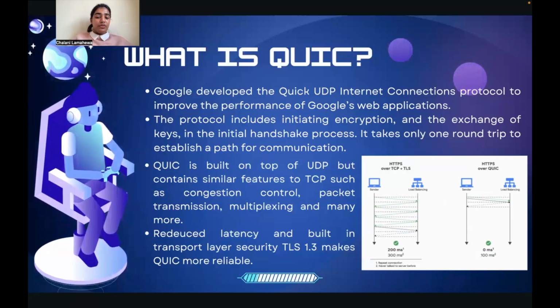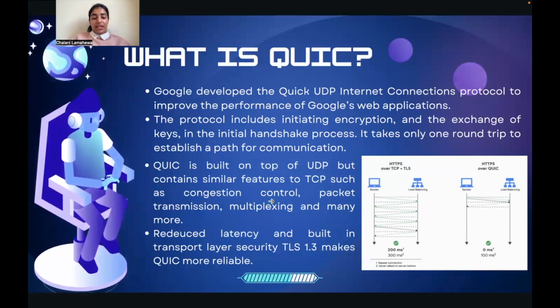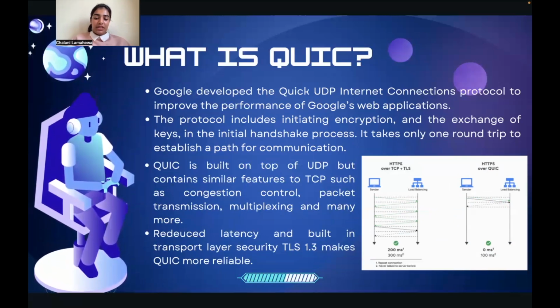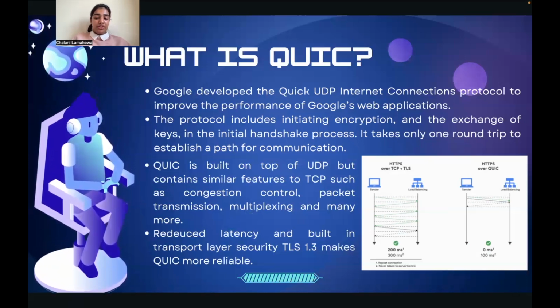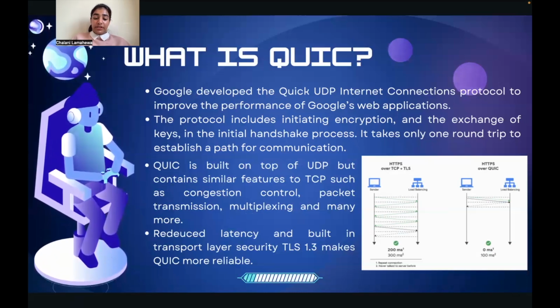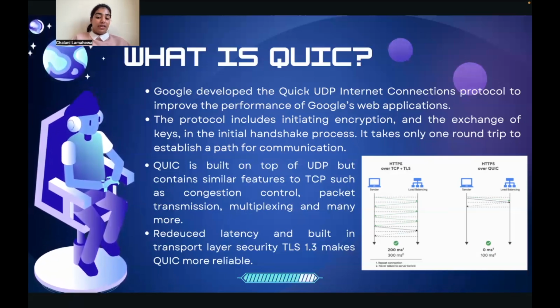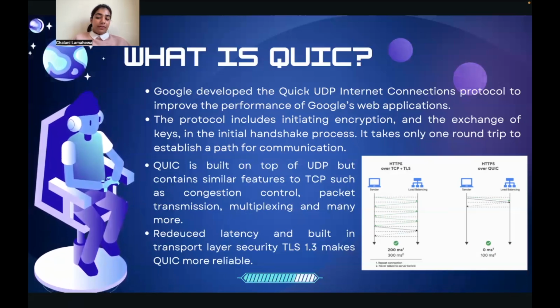Also, QUIC is built on top of UDP but contains similar features to TCP, such as congestion control, packet transmission, multiplexing, error correction, and many more. Reduced latency and built-in transport layer security, which is TLS 1.3, makes QUIC more reliable. TLS 1.3 is the most advanced transport layer security currently available. So it makes using QUIC safer.